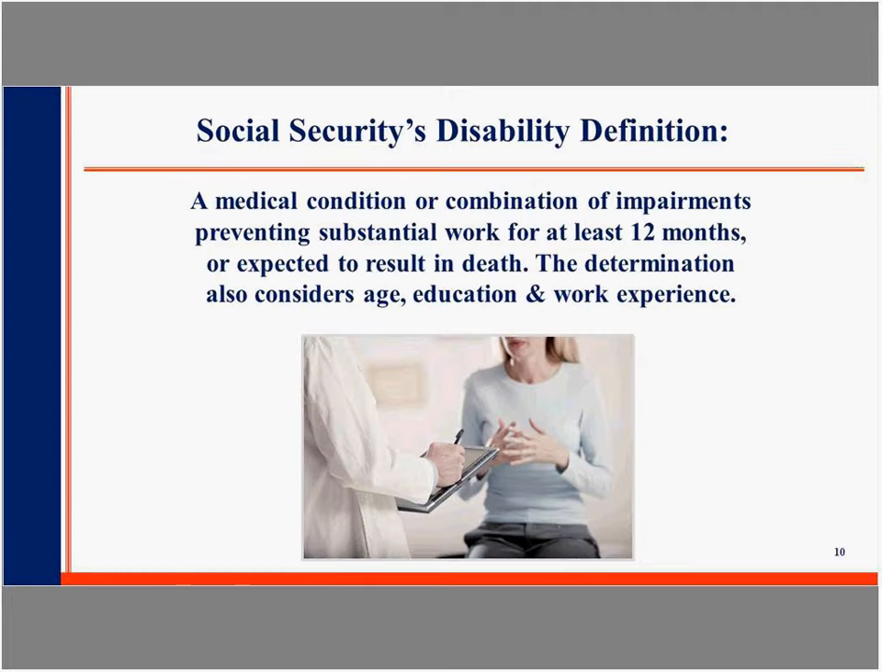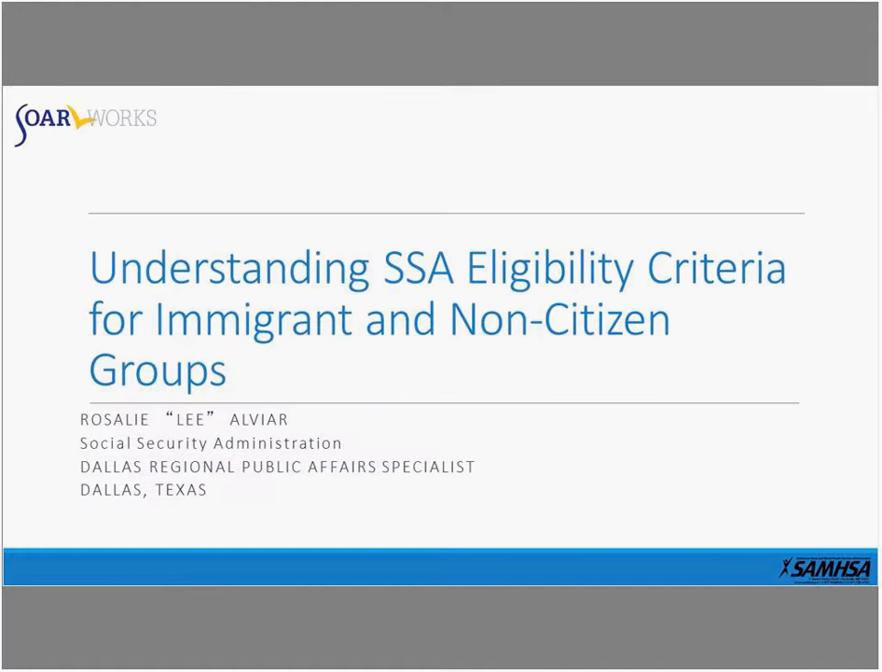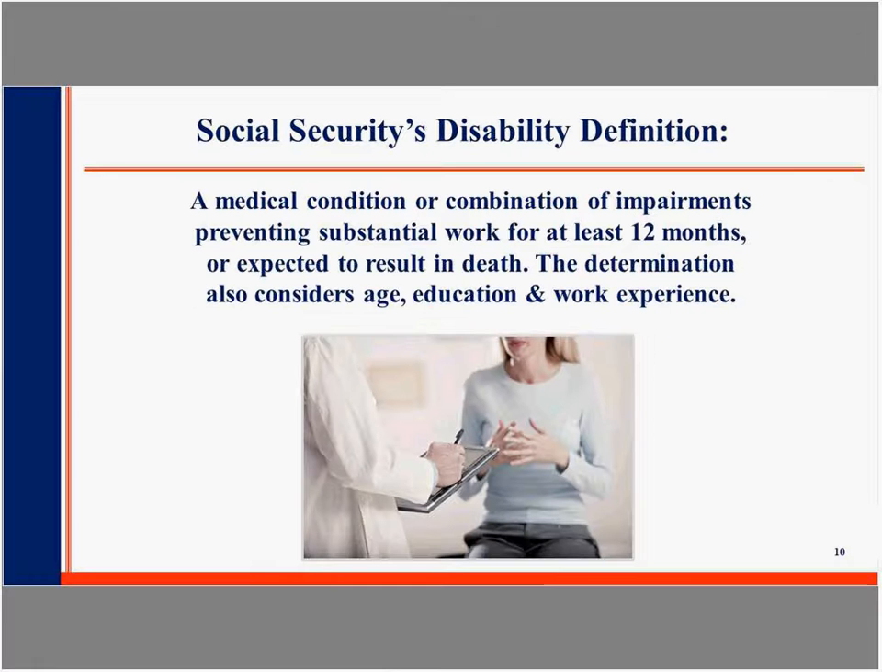I want to start the presentation with Social Security. I will be covering Social Security disability and disability under the Supplemental Security Income Program. For both Social Security disability and SSI, you have to meet the definition of disability. Our definition of disability is stipulated by Congress, and the literal definition is on the screen: a medical condition or impairment that prevents substantial work for at least 12 months or is expected to result in death. We also take into consideration age, education, and work experience.